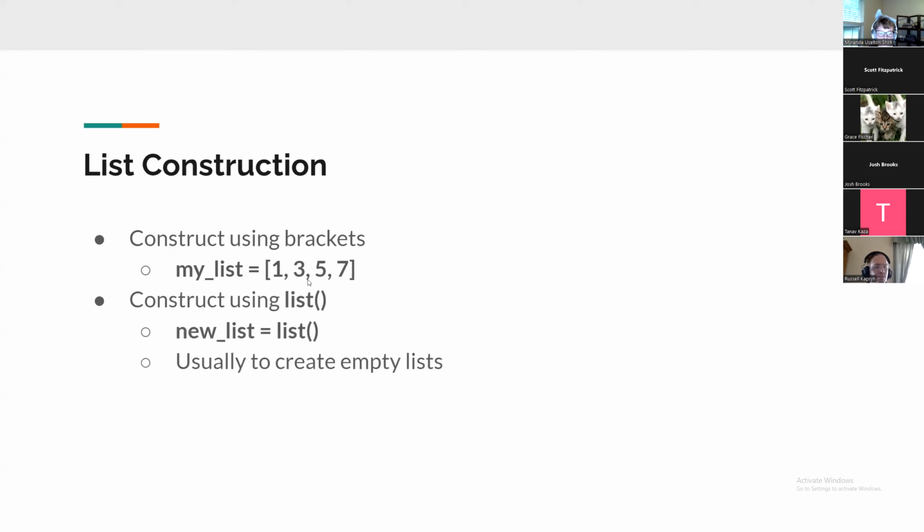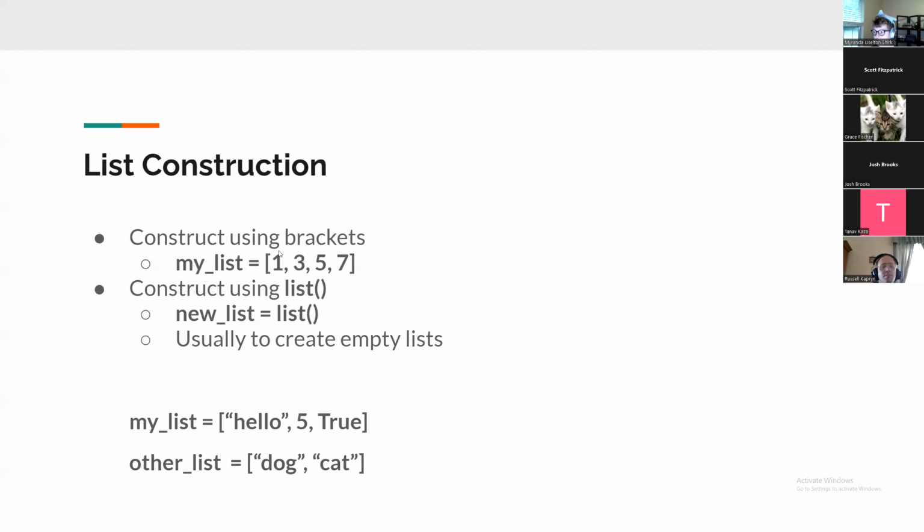You can also do it with what is called the list constructor. You just write out list, open parentheses, close parentheses. This just makes an empty list. So you can say new list equals list. That's just a different way to do it. It's usually used to create empty lists. You can put stuff inside the parentheses, but I'm not really going to go into that because it's way easier to just do the brackets. So mostly you'll just be creating lists like this.